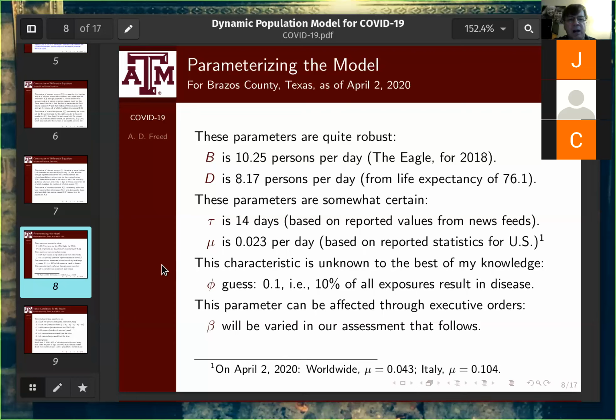Then there are a couple parameters that we don't know nearly as well as I know births and deaths for the county, but we know them. There is kind of a sense of what's coming down based upon what I hear across the news feeds. And that is, roughly it takes 2 weeks for a person who gets infected to recover. So I took the time to recovery to be 14 days.